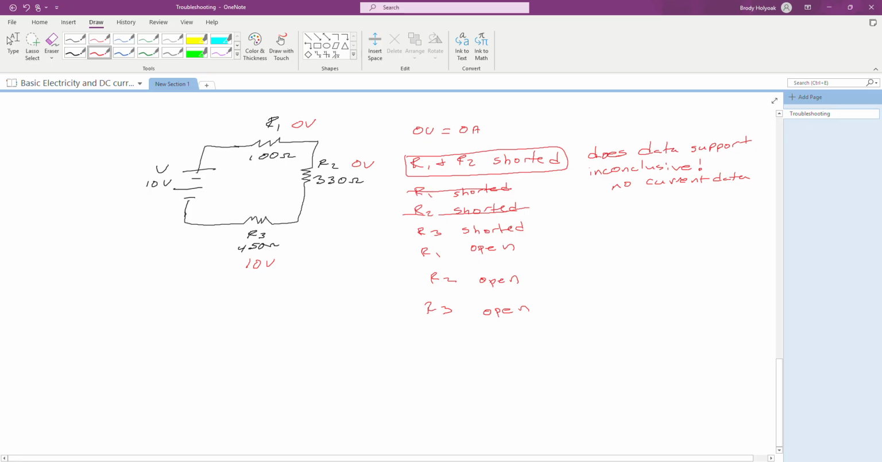Okay, so if R3 was shorted, we would have 0 volts across R3. We don't. We have 10 volts. So right off the bat, that one has to go away, because 0 volts is 0 current. We have current. We have voltage going through that component. Okay, so the other option is, let's look at this. If R1 was open, that means we came in here and we disconnected R1. We made this circuit do this.